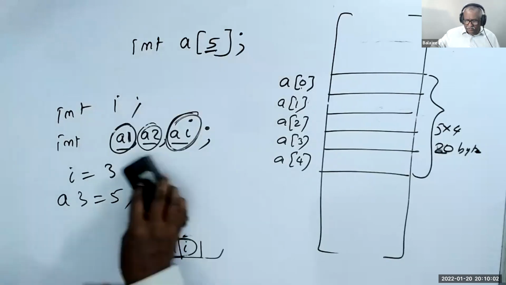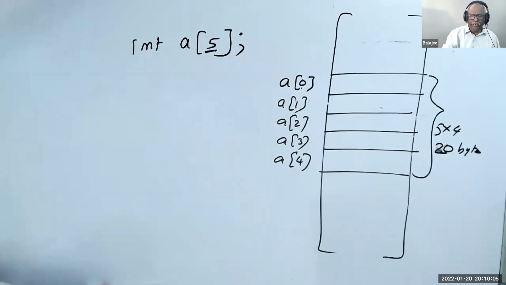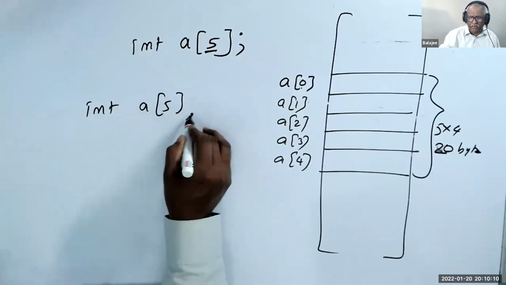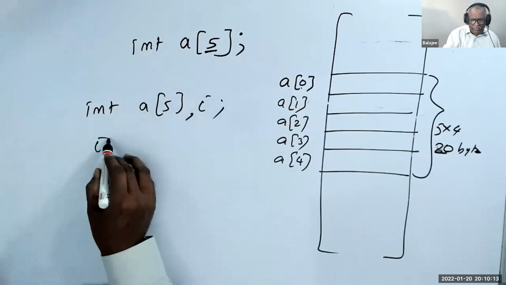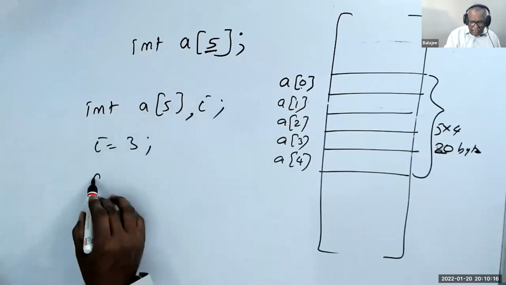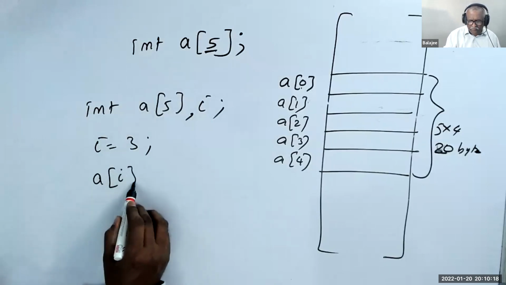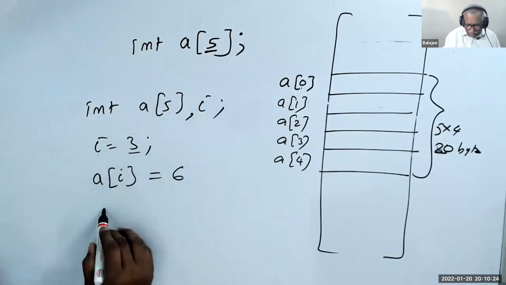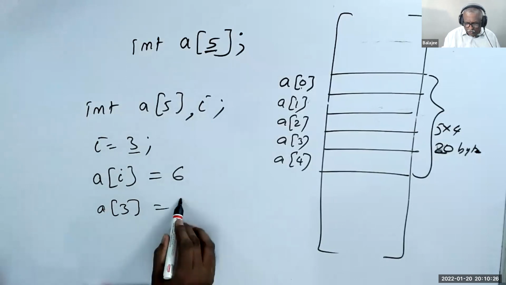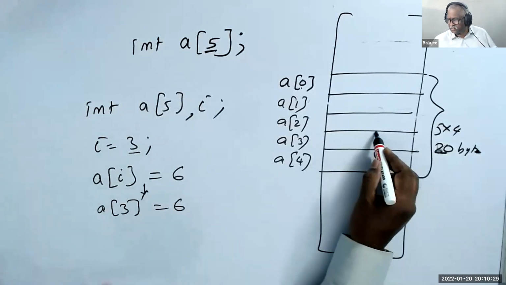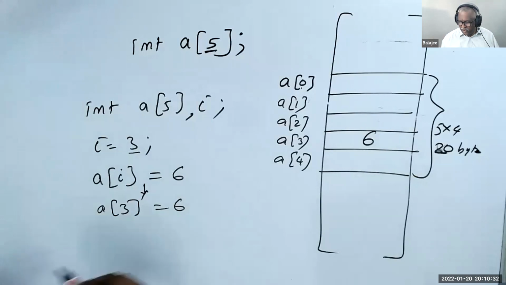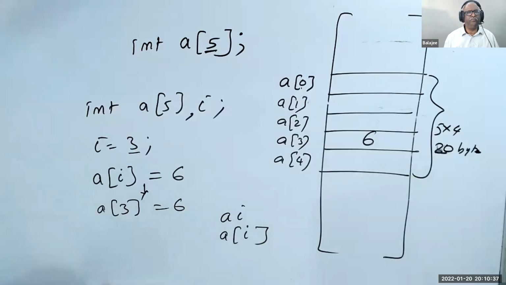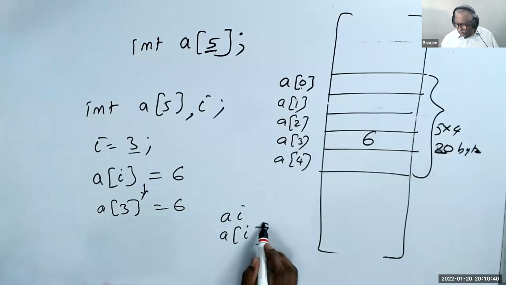But it's possible if you do like this: int A of 5, comma I. Now I say I is equal to 3. I can say A within bracket I is equal to 6. Now what happened? A of 3 is equal to 6. That's the meaning. Now here it writes 6. So understand the difference between AI and A within square bracket I. This is called an array.